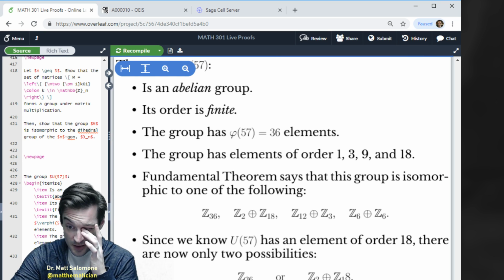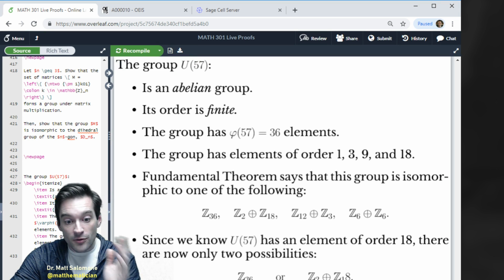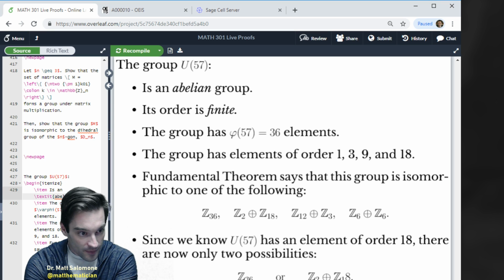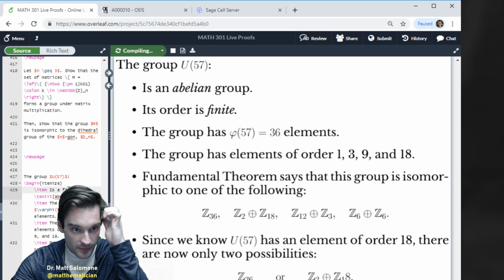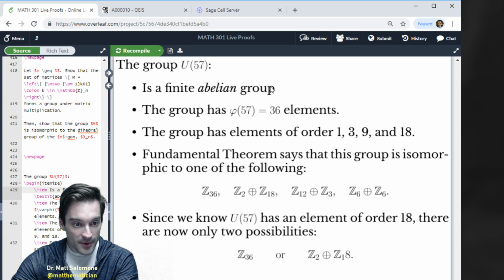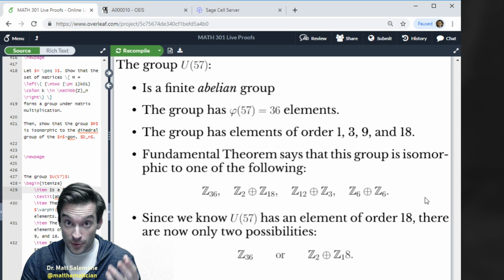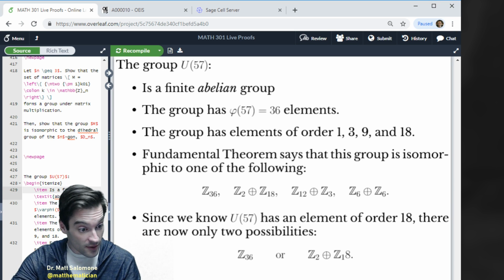Okay. So we're converging on an answer here. Let me combine this into one space. So it is a finite abelian group, and the group has 36 elements. We found out by computing that the group has elements of order 1, 3, 9, and 18. The fundamental theorem told me that there are 4 possibilities, but having an element of order 18 means that there's really only 2 possibilities, Z36 or Z2 plus Z18.